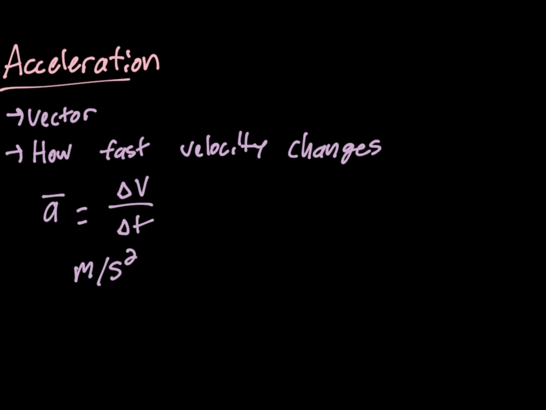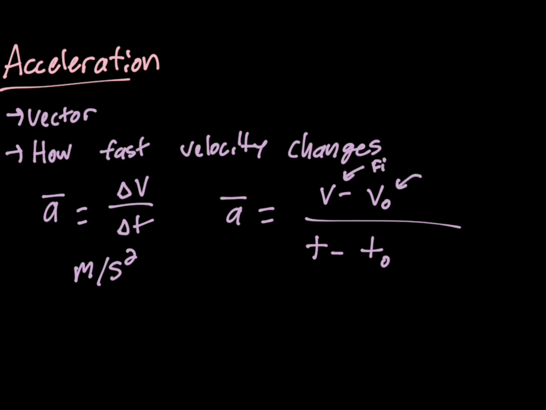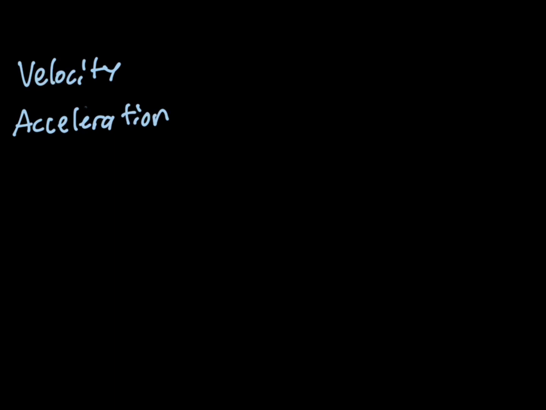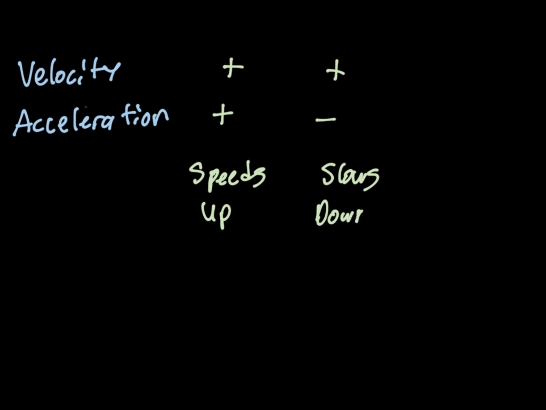We can expand out our definition of acceleration to account for the velocity by taking the final velocity minus the initial velocity and the final time minus the initial time. A lot of these problems in one-dimensional kinematics involve a final and an initial, all right? Because we're looking at how something changes. So for our velocity and acceleration, if they have the same sign, it speeds up. But if they have different signs, it slows down.